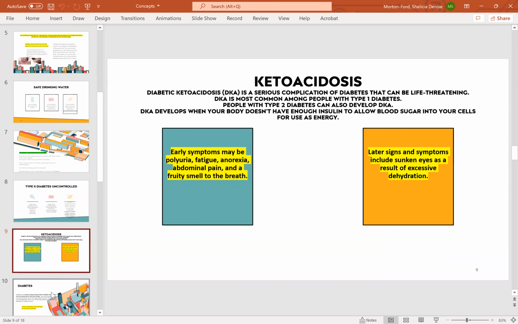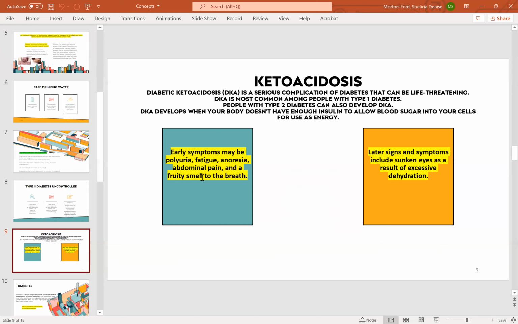So DKA, or diabetic ketoacidosis, is a serious complication of diabetes that can be life-threatening. So we want to look at the early symptoms. Remember, we talked about those key words and phrases. When we're trying to answer a question, if the question is specifically talking about early versus late, remember, you need to answer accordingly.